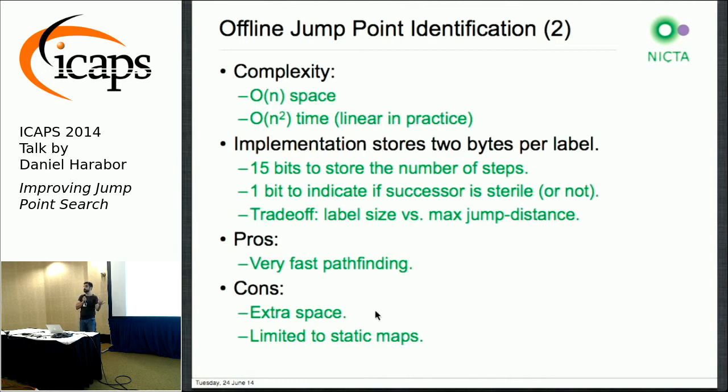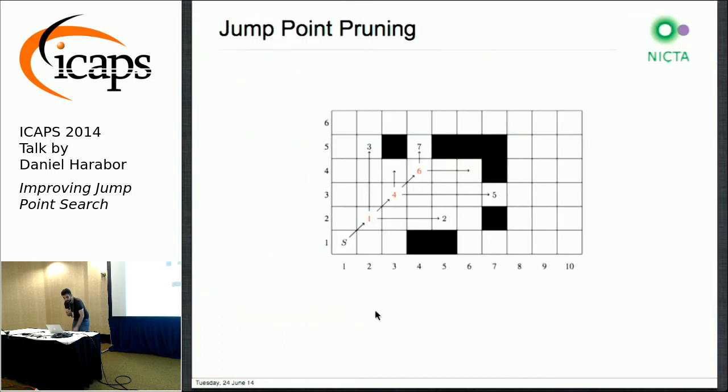So we could use, for instance, 1 byte, right? We could use just 8 bits. But then we'd have to stop every 128 steps and expand because we can't go further with the information that we have. So this approach, you won't be surprised to hear, leads to some very fast pathfinding. You'll see that in a second. But we have some extra space that jump point search doesn't have. And if the map changes, then we have to update the database.